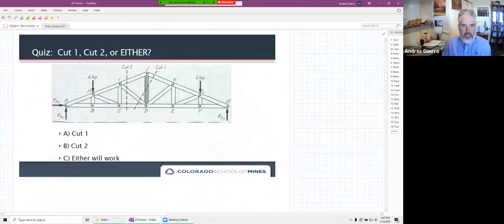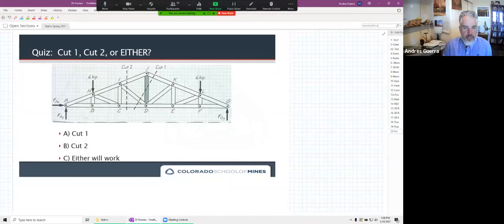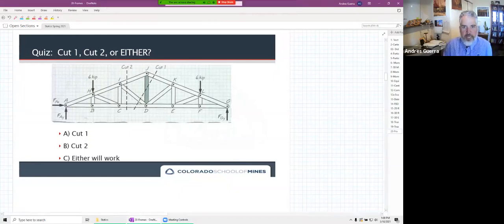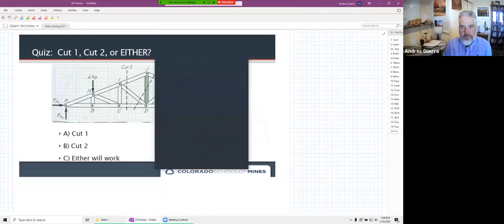So if we were looking at this and we said, okay, we want to solve for JD, are we going to use cut one? Are we going to use cut two? Or will either of those work? And I'll go ahead and start the poll here in a second. Okay, there's our poll. So what do you all think?